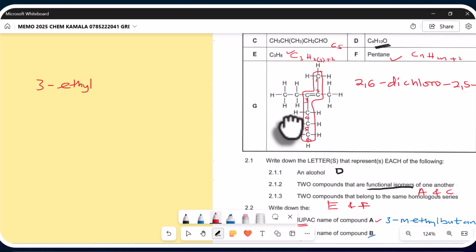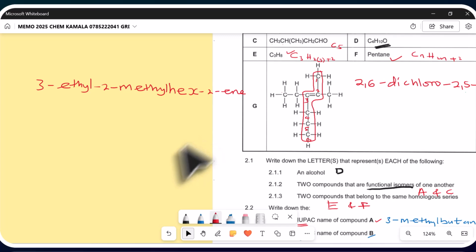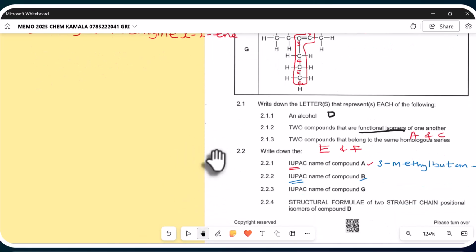We are together. Now they ask for the structural formulae of two straight chain position isomers of compound D. So that is question 2.2.4. They want straight chain positional isomers of compound D. Now, what are positional isomers? These are organic molecules which have the same molecular formula, but they have a different position of either the side chain or the functional group on the parent chain. Okay, let's find out now.